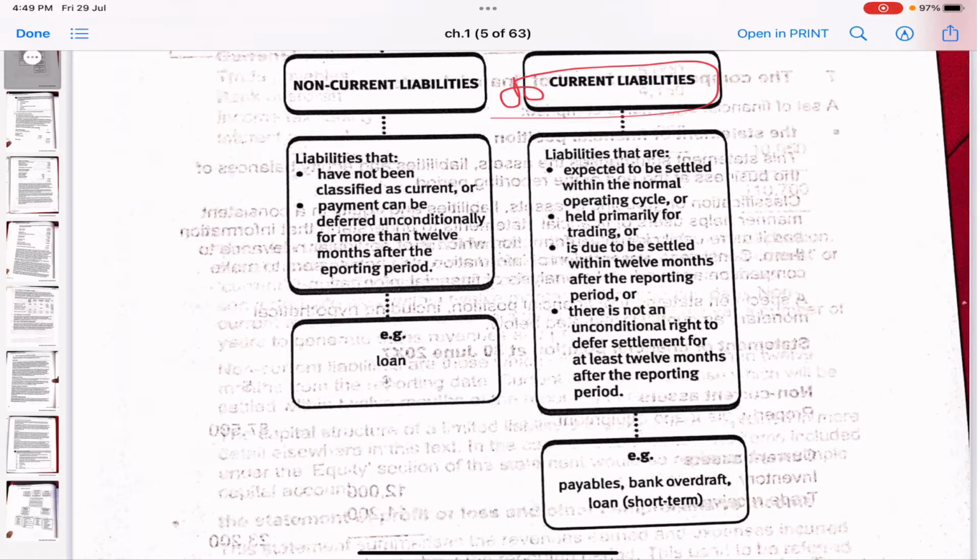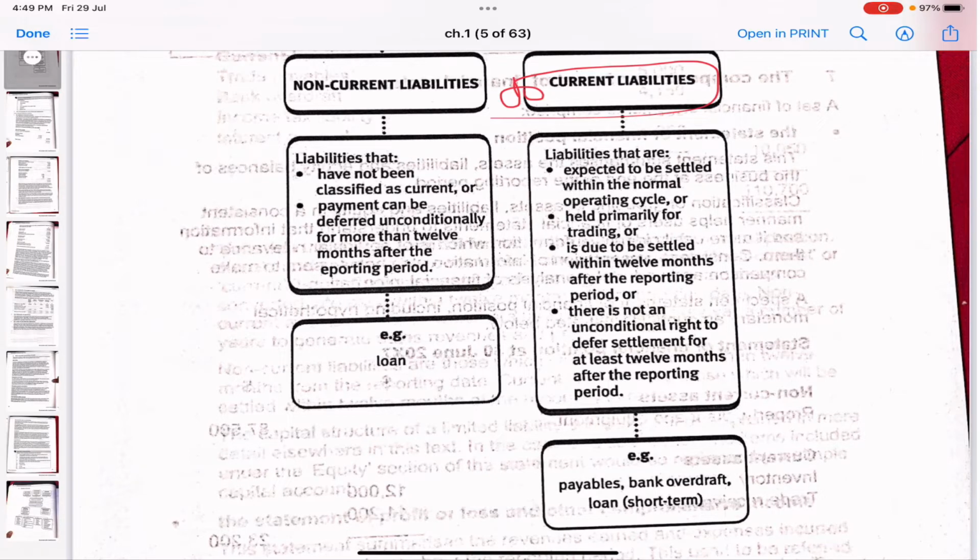So it is the same as assets. This is something which is within 12 months. For example, payables, bank overdraft, loans, short-term loans. We're not talking about long-term loans. We're talking about short-term loans. Why? Because short-term loans are something which you have to pay within the normal operating cycle. And what is the normal operating cycle? It is 12 months.